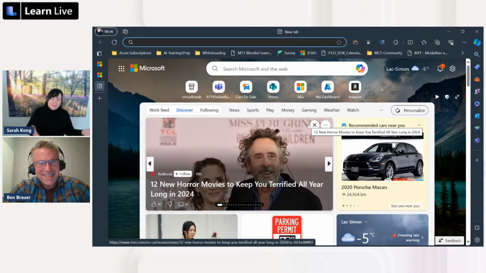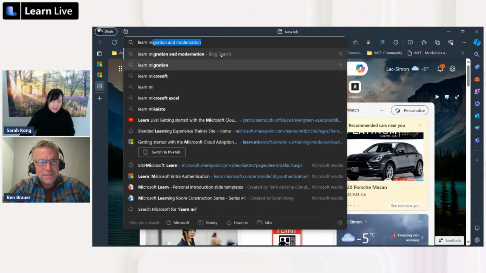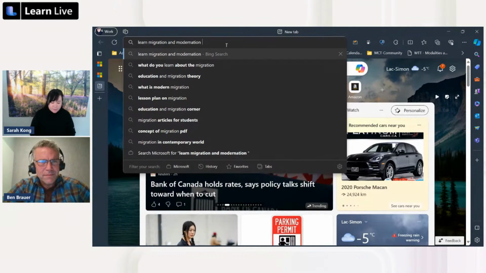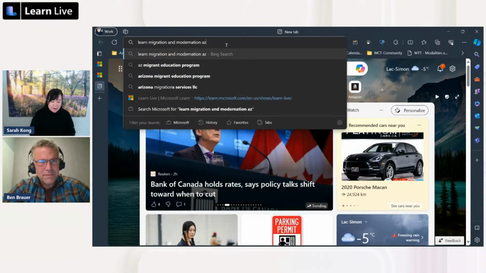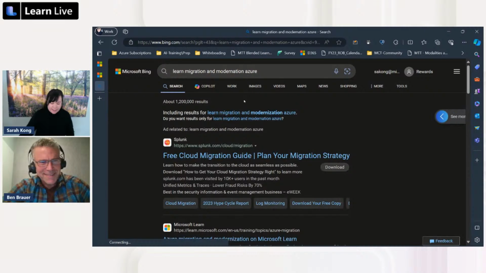But Edge is obviously focused on Microsoft products, right? So our search engine. You can go in here and I can type like migration and mod. See, I've done this already. But for example, if I want to learn about migration and modernization, I didn't even spell that right. But that's the thing, you don't need to know how to spell properly. And then hit that in there.